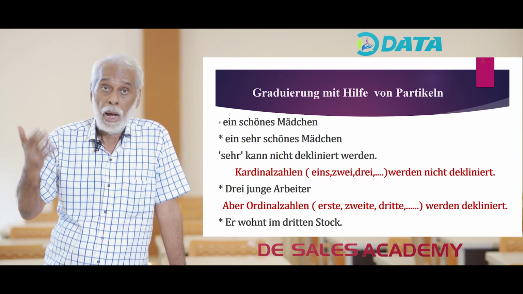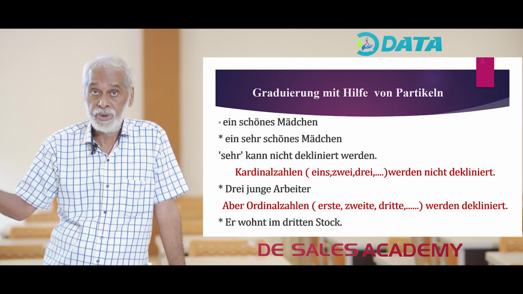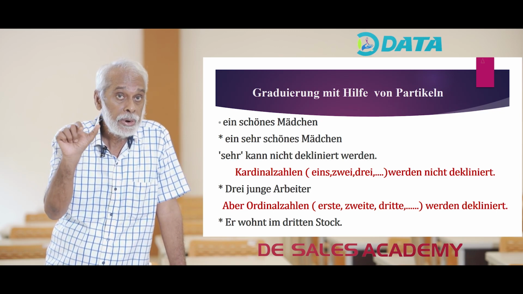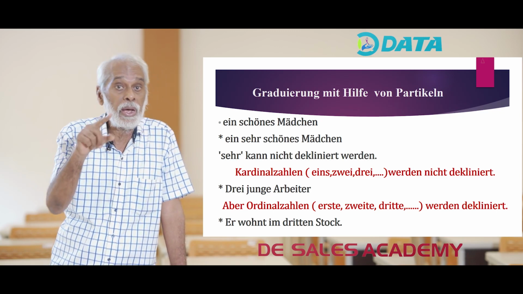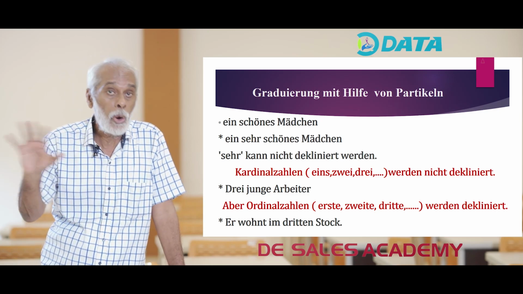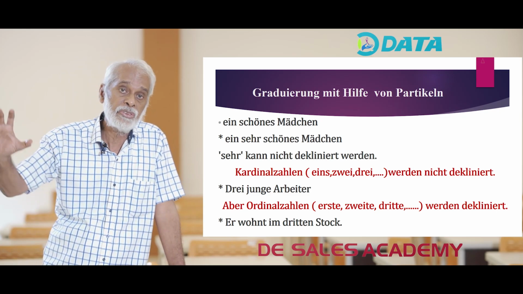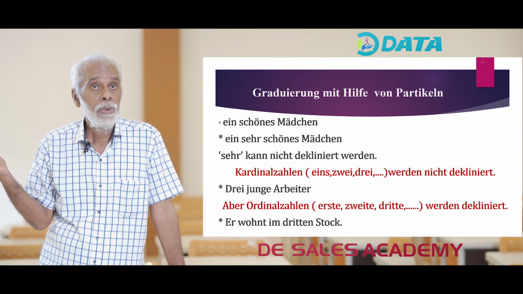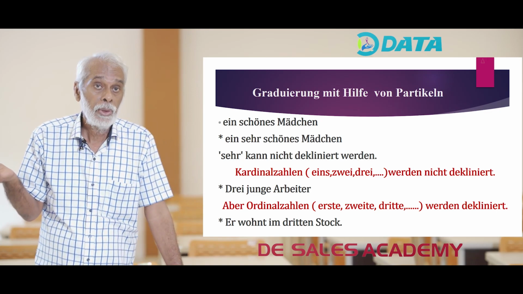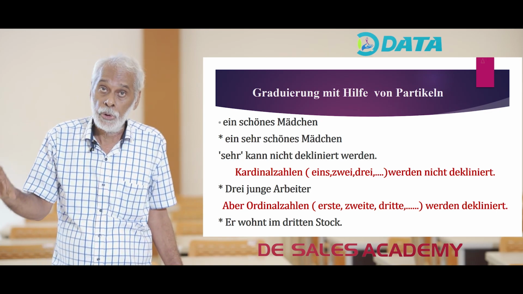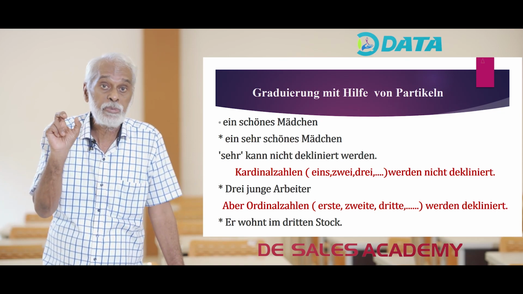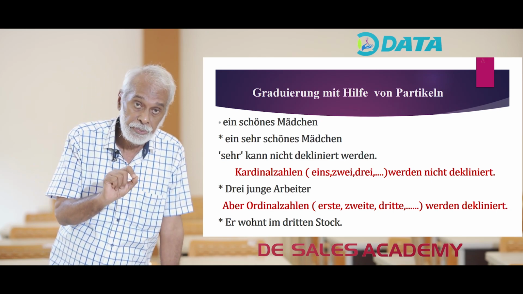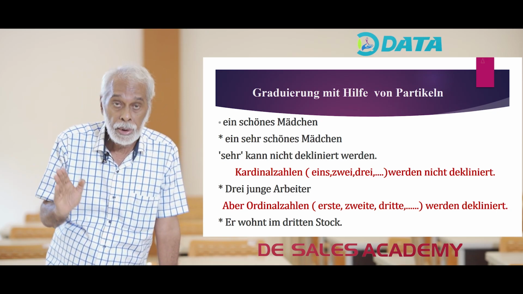Then ein sehr schönes Mädchen. What will happen if a word like sehr is standing in front of the adjective? It is not declined in any way. Sehr remains like that. Sehr kann nicht dekliniert werden. So, ein schönes Mädchen, ein sehr schönes Mädchen. These are known as particles. So, if a particle is there in front of the adjective, the particle is not declined.